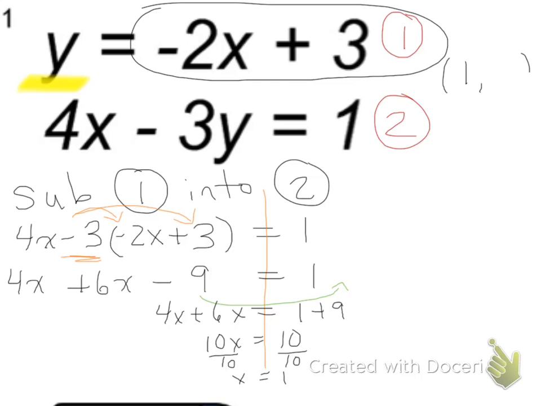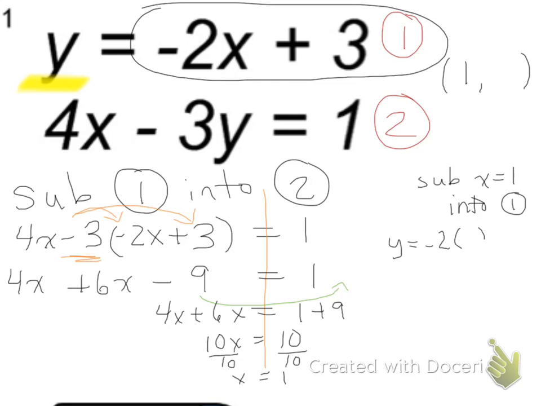So x equals 1 is not enough. You now have to take your answer, x equals 1, and we're going to sub x equals 1 into one of the equations, whichever one's easier. So I'm going to sub it into equation 1. I think that one's easier.